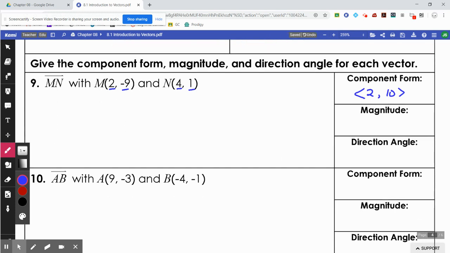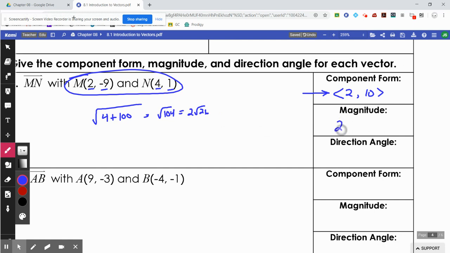To find the magnitude, you do the square root of a squared plus b squared, and again, I'm using the component form to find that. You could have done it either way. You could have also used the Pythagorean theorem here. It has the same magnitude, so that's going to be the square root of 104, which we can simplify. That's going to be the square root of 4 times the square root of 26, so 2 root 26, or you can write that as a decimal. And then finally, the direction angle.